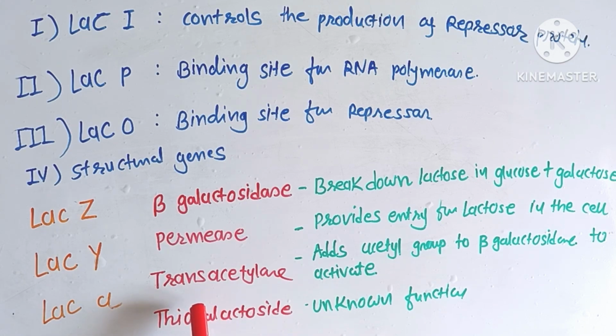So trans-acetylase, doing what? Adds an acetyl group to beta-galactosidase to activate it. Here the beta-galactosidase enzyme needs an activator, and this activator is acetyl, and that acetyl is provided by this enzyme trans-acetylase. Then another enzyme is thiogalactoside transacetylase, which has an unknown function. So this is all about the function of these elements.